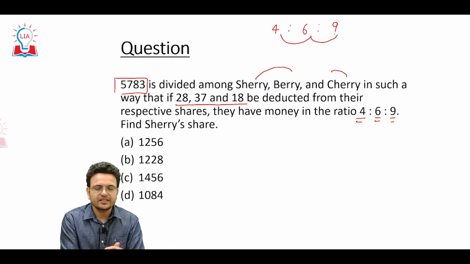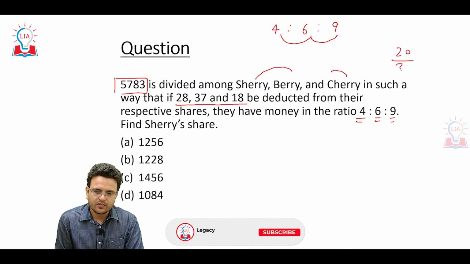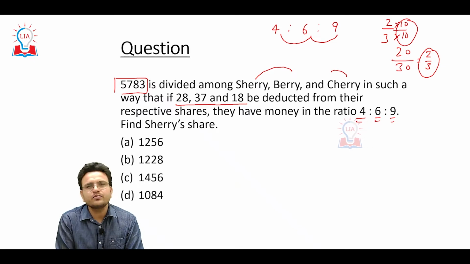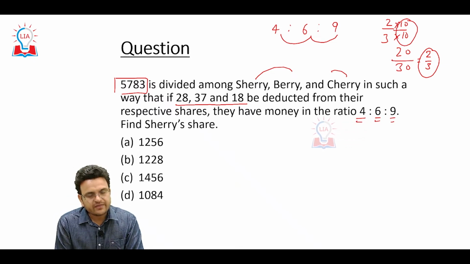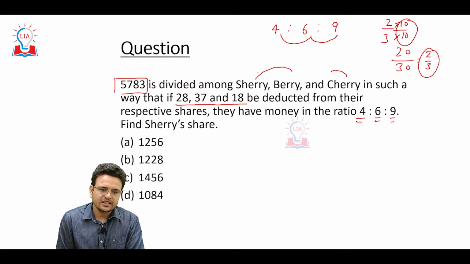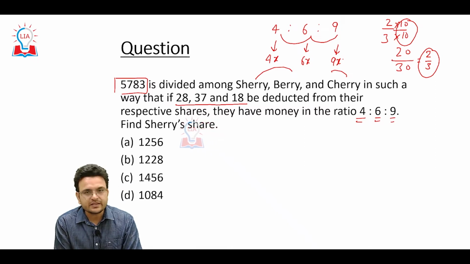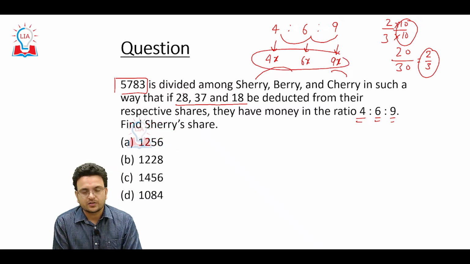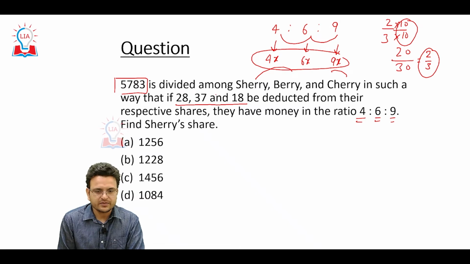Like I said initially, the ratio 20 upon 30 is equal to 2 upon 3. It simply means some common value, like 10, has been removed from these two values. So whenever such questions come, we can assume that the salary of Sherry is 4x, Very's is 6x and Cherry's is 9x. But this ratio came when we deducted something, so we have to add it back also.